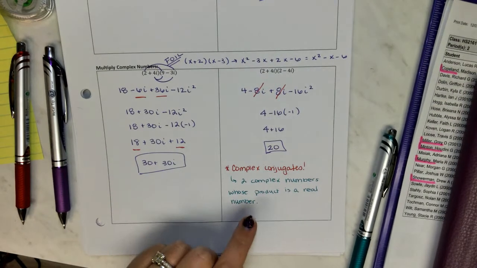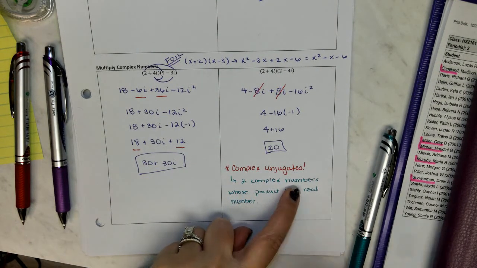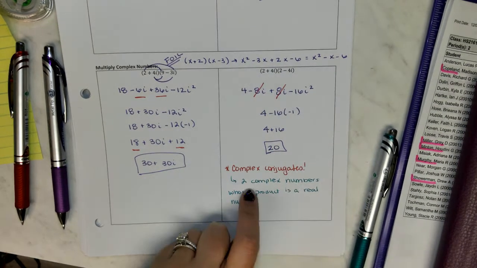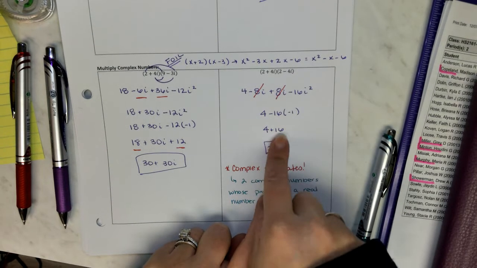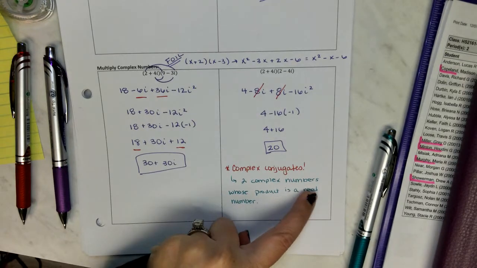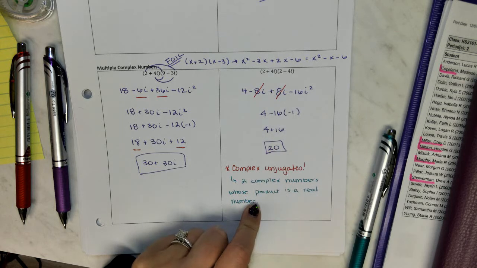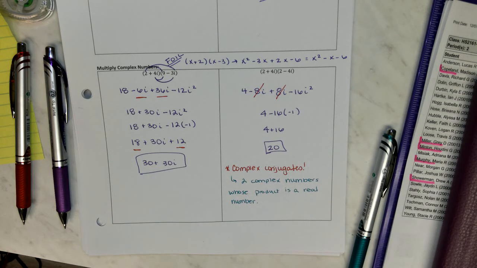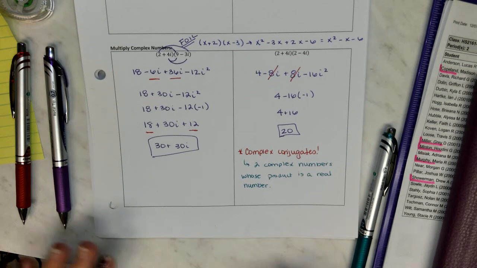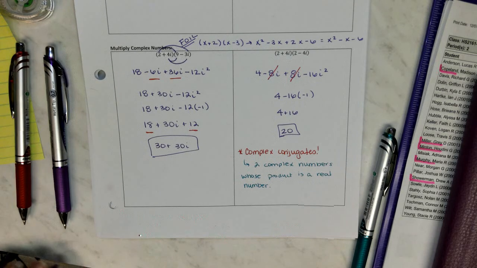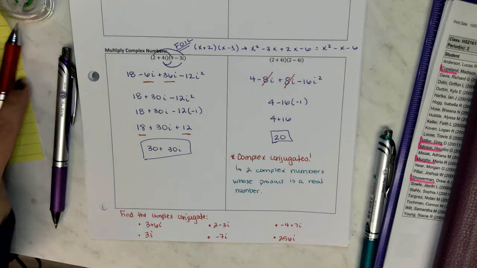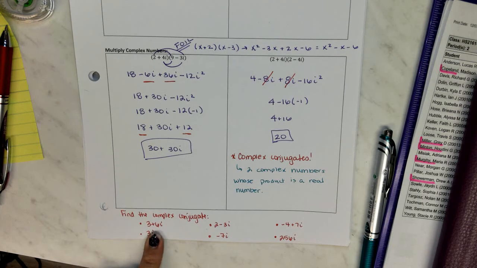The definition of complex conjugates, there are two complex numbers. Here we have two complex numbers whose product, so multiply them. Here we did that. The product is a real number. So the answer to when you multiply them has to be a real number. You're going to definitely want to know that. You're also going to want to know how to find the complex conjugate. So I wrote out a couple problems here.